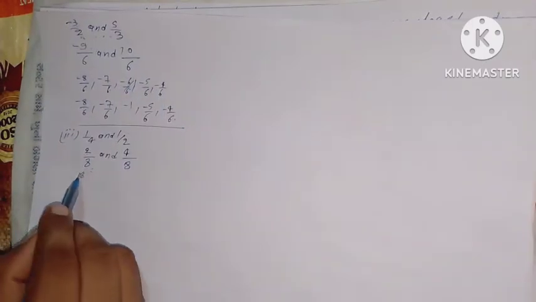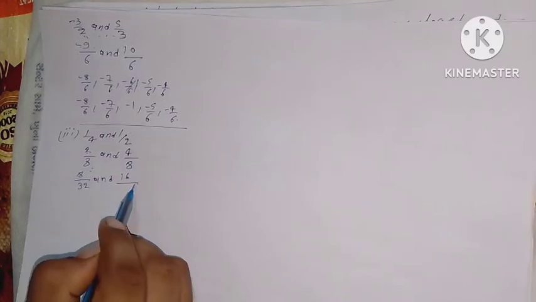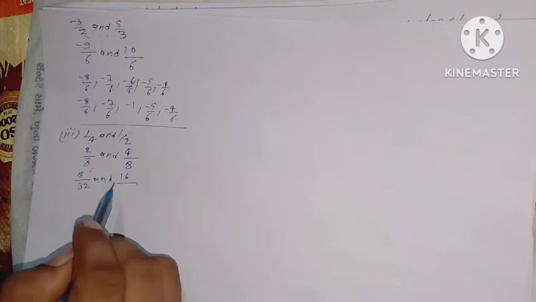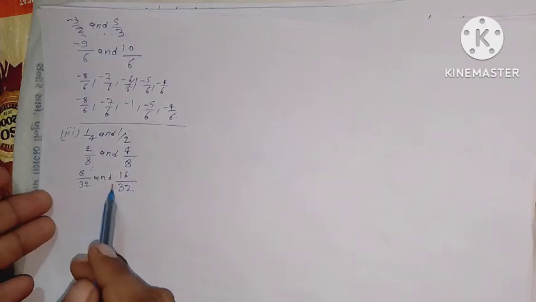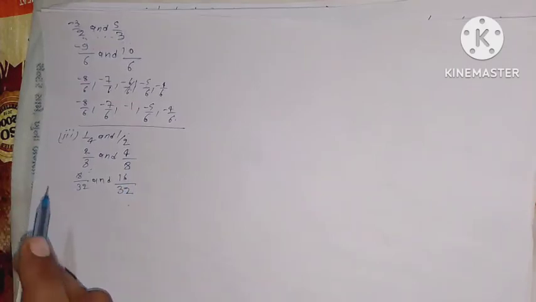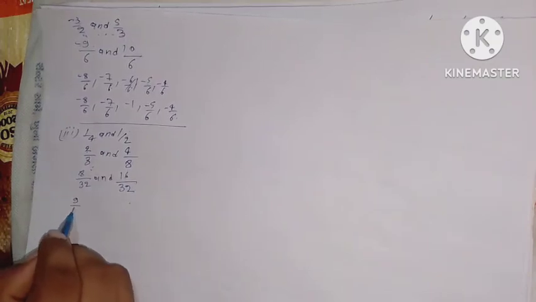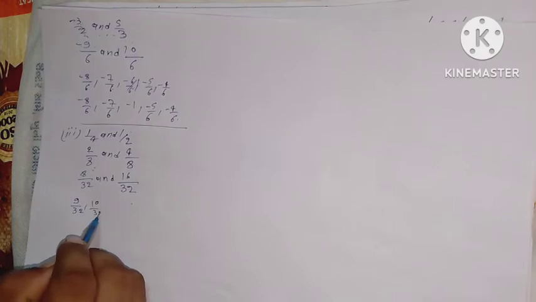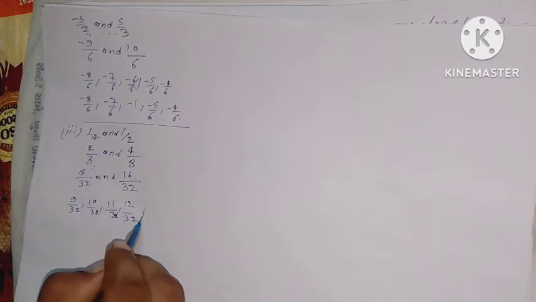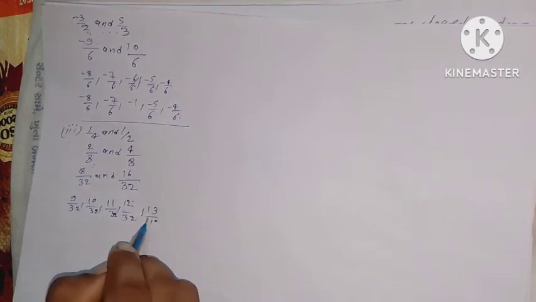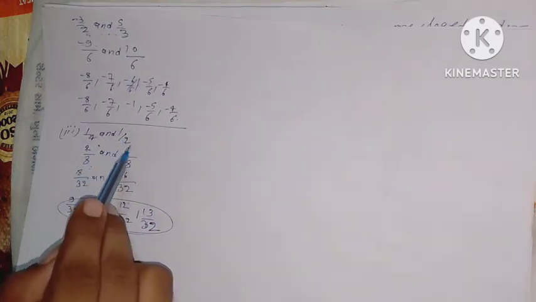Then 4 times 2 is 8 upon 4 times 8 is 32, and 4 times 4 is 16 upon 32. And there are many rational numbers present between 8/32 and 16/32. So we can write the rational numbers 9/32, 10/32, 11/32, 12/32 and 13/32. There are 5 rational numbers present between 1/4 and 1/2.